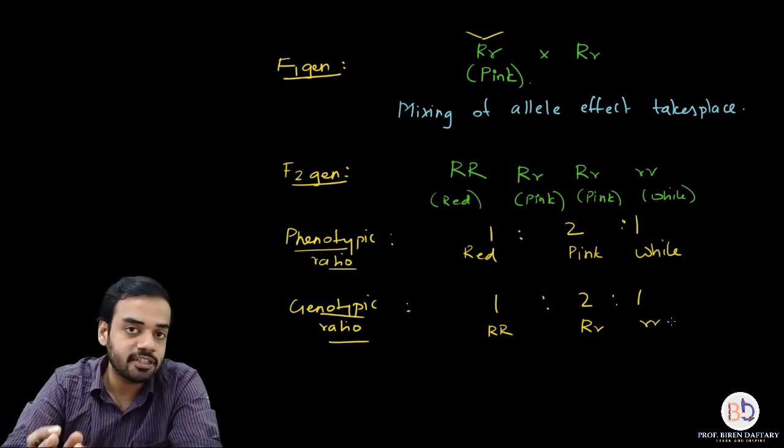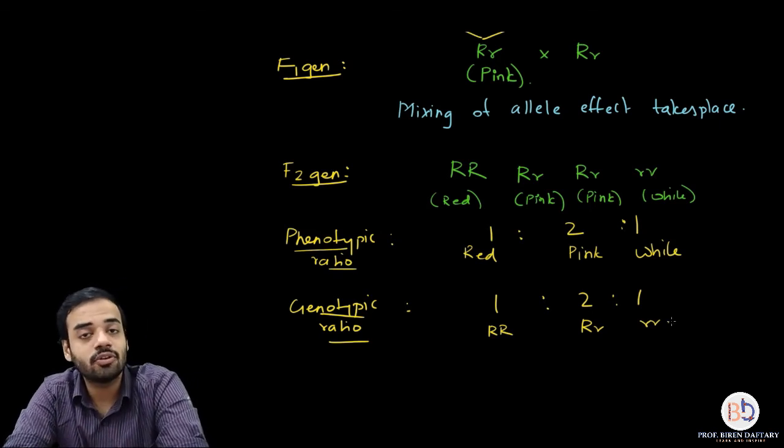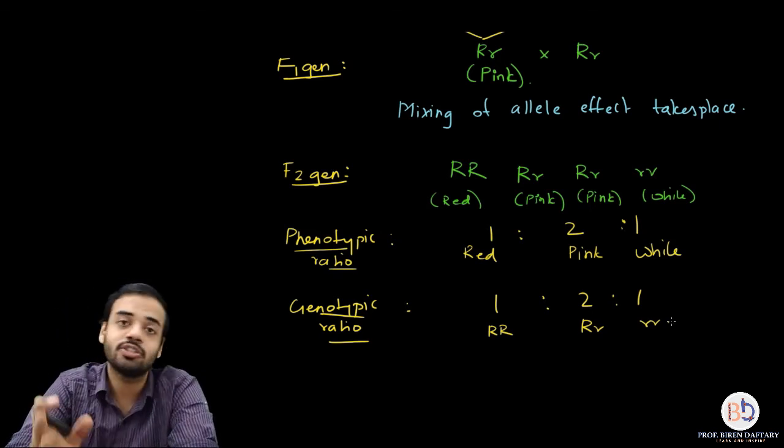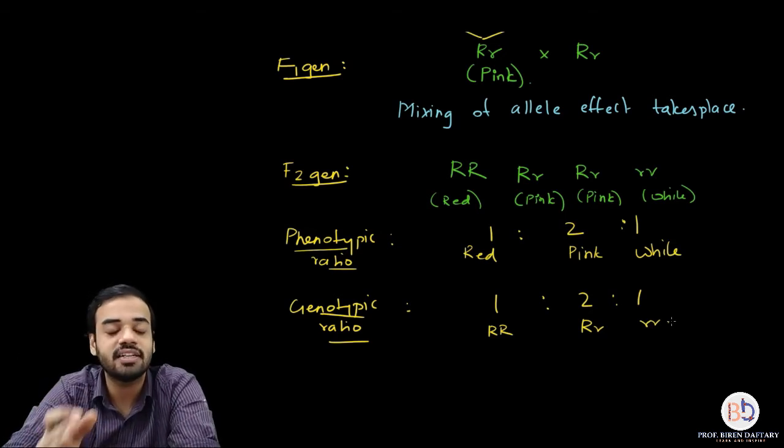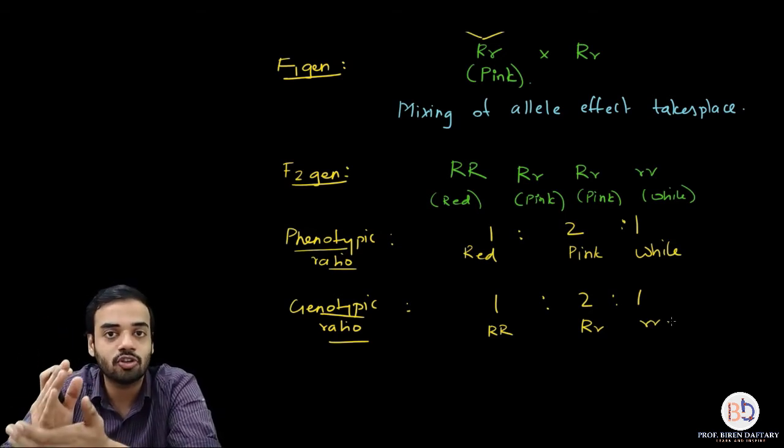In the case of Mendel's first law of dominance, the phenotypic ratio is 3:1, genotypic ratio is 1:2:1. So please remember this. I hope incomplete dominance is clear. It doesn't follow Mendel's first law of dominance.